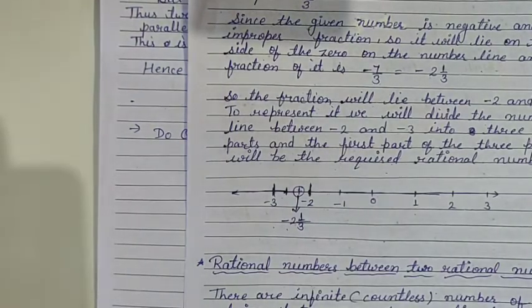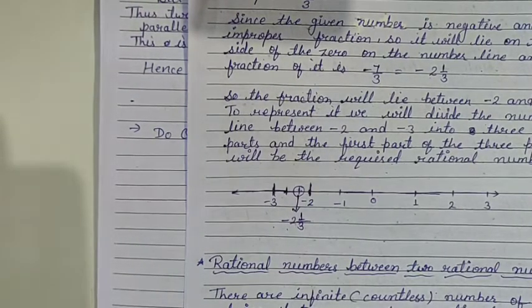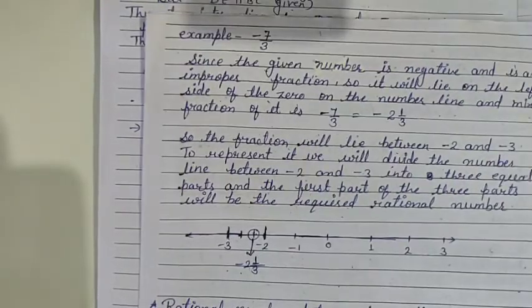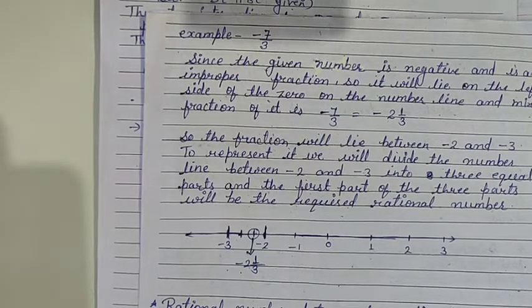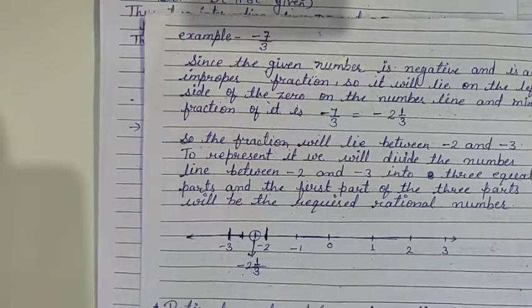Students, in an improper fraction, firstly we will change it into a mixed fraction, and if the rational number has a negative sign, then it will lie on the left side of the 0, and if the given rational number has a positive sign, then it will lie on the right side of the 0 on the number line.